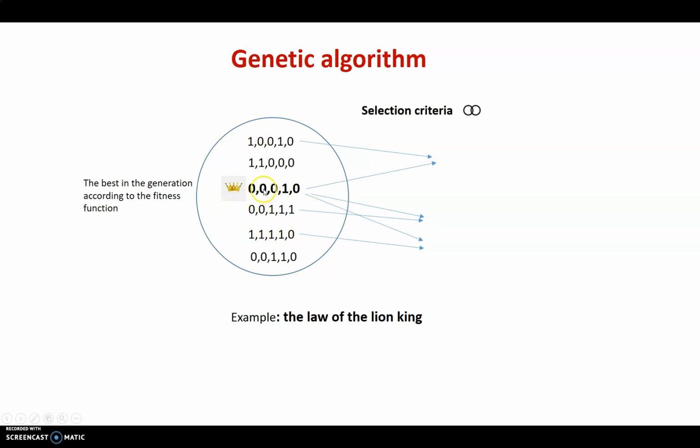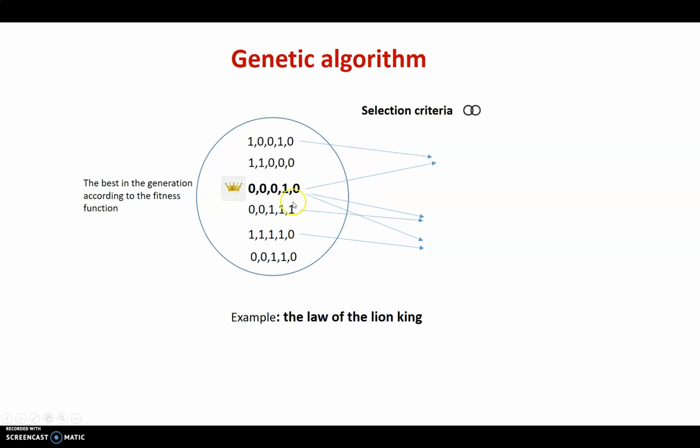Imagine that in this generation, the best individual is this one, according to the fitness function. This is the lion of the group, the Lion King. So the Lion King can select any female he wants for reproduction, and he can select as many females as he wants. He can reproduce with this one, with this one, and with this one. Other lions do not have so many opportunities for reproduction, but the Lion King has a lot of opportunities.